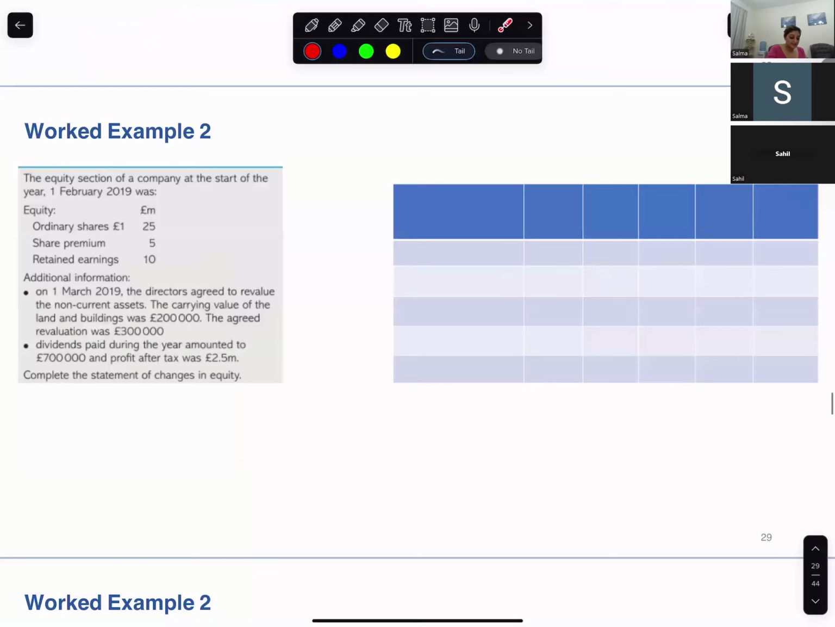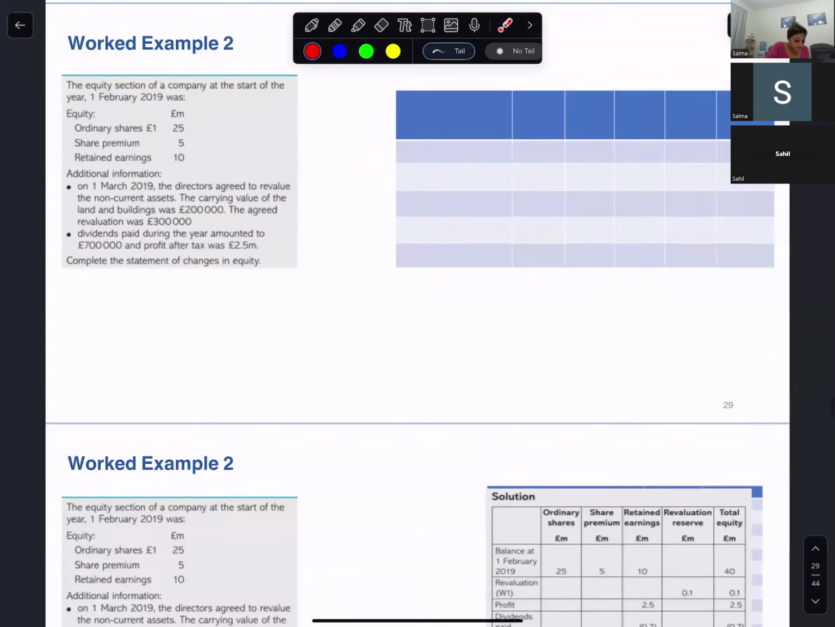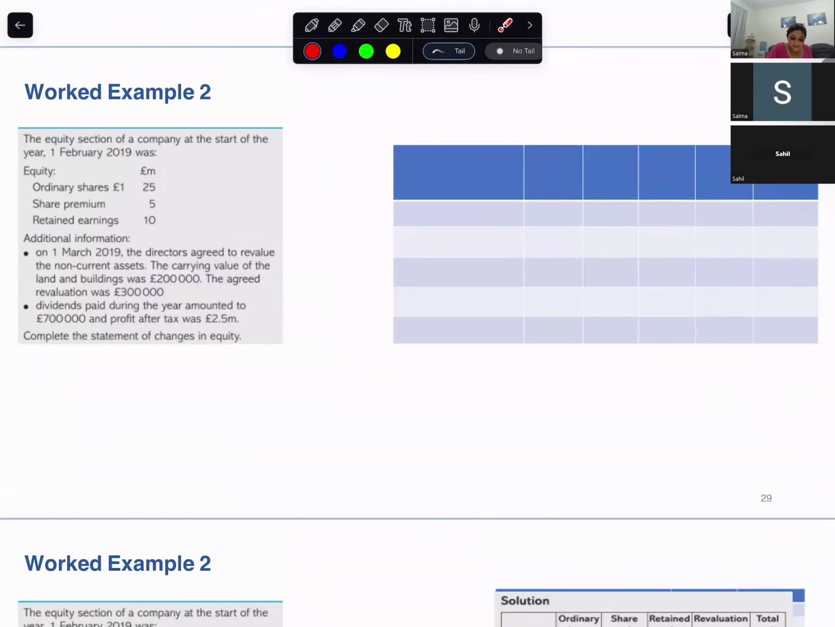Come on, try the worked example too. You will explain to me later. First, you try it yourself. If you're just doing it, can you tell me how many columns would you have? For the example two, one, two, three, four total. It would be ordinary shares, share premium, retained earnings, and total equity. Four. I see there is a revaluation of assets also. See over here, so you need five total. You will have a revaluation reserve. Check this as well. Okay, try the sum.